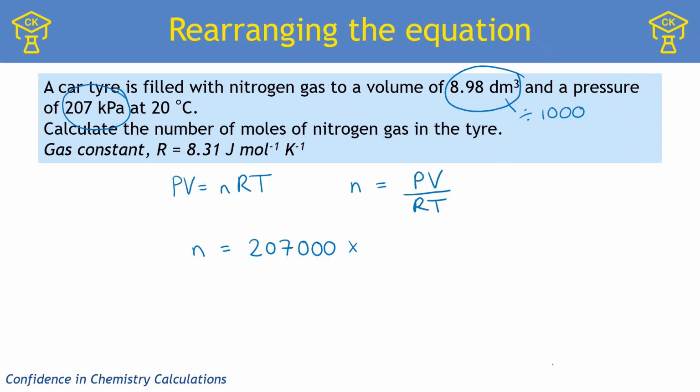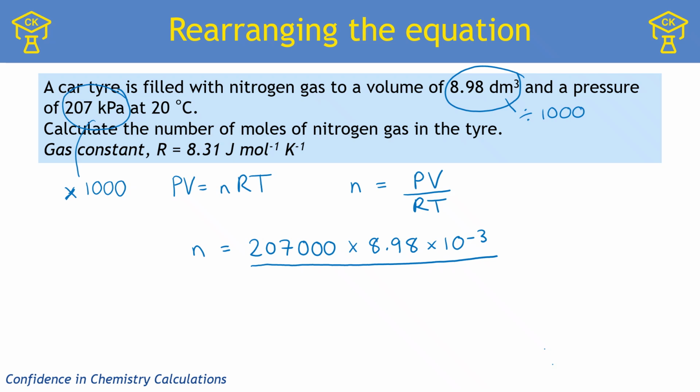We can divide it by 1,000 and just write the answer, but we could also write in the equation 8.98 times 10 to the minus 3, which is what we would get on our calculator anyway, but that's a way of dividing by 1,000. Now you may have noticed that I took my pressure in kilopascals and times it by 1,000 to get pascals, and I took my volume in decimeters cubed and divided by 1,000 to get meters cubed, which means that those two operations actually cancel each other out. So you could simply have done 207 times 8.98 without changing the units.